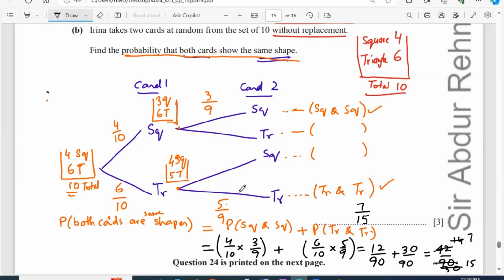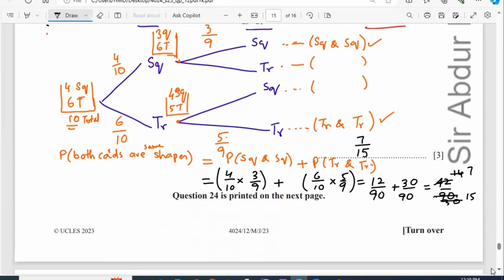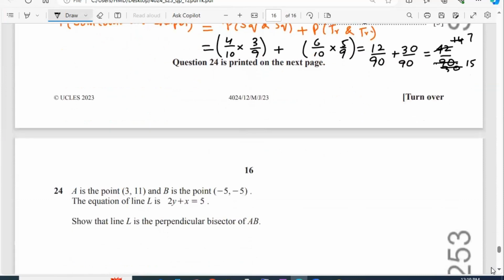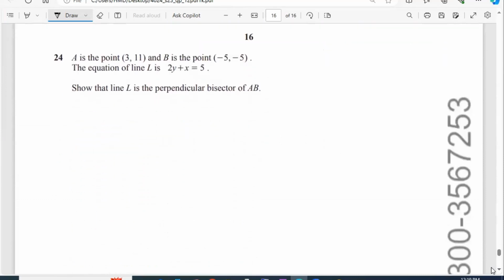Okay. Now the next part. Next question is, question number 24. A is the point (3, 11) and B is the point (-5, -5). The equation of line L is 2y plus x equal to 5. Show that line L is the perpendicular bisector of AB. We have to show line L is a perpendicular bisector of AB.